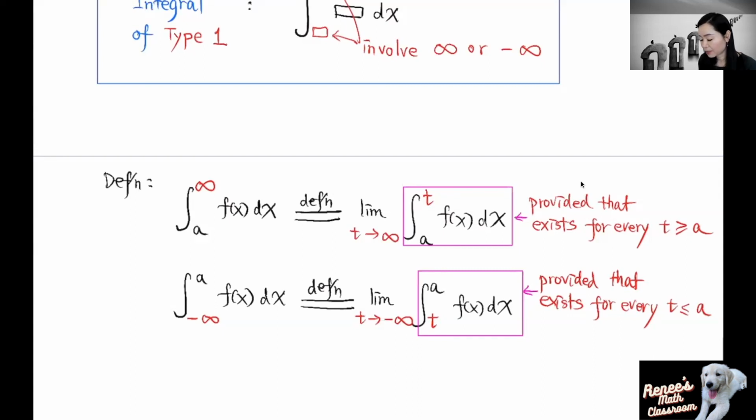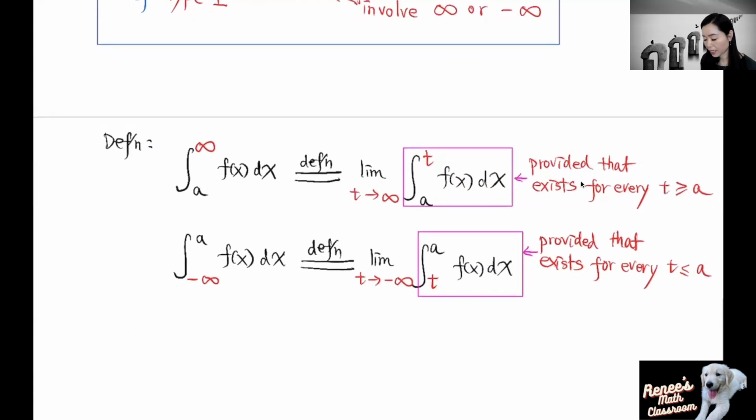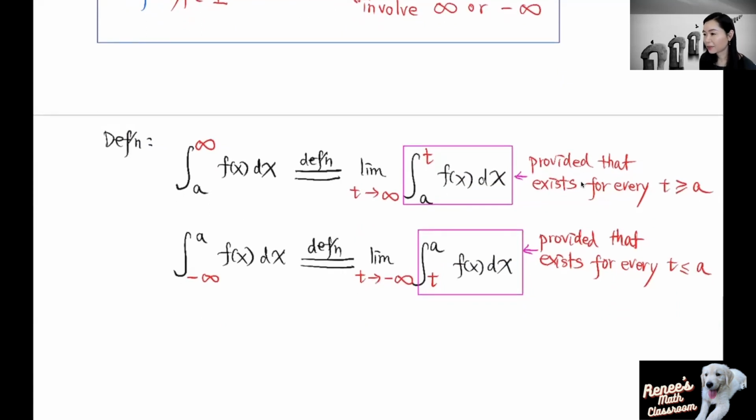So we replace the infinity by t. Those are defined to be the limit of a proper integral. So an improper integral is defined as the limit of a proper integral. Now over here, if the limit exists, then we call the integral convergent. If the limit exists, then we say this integral is convergent.